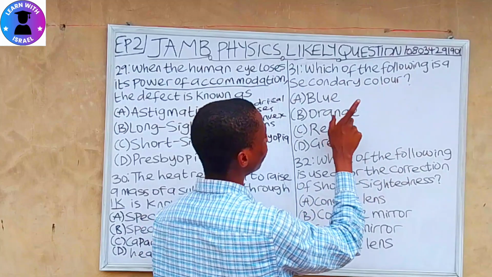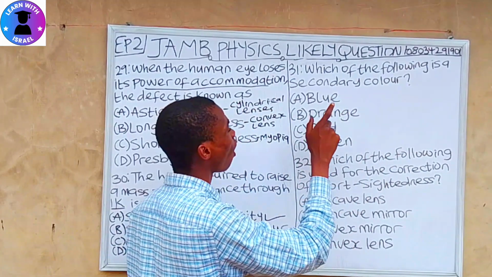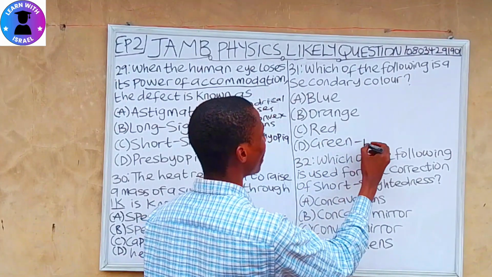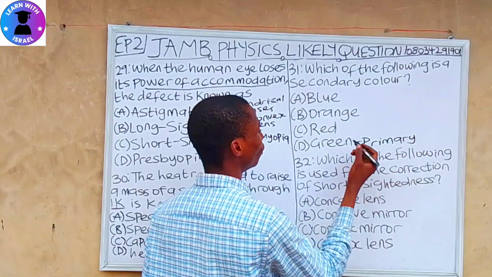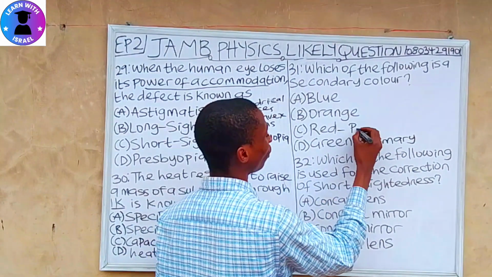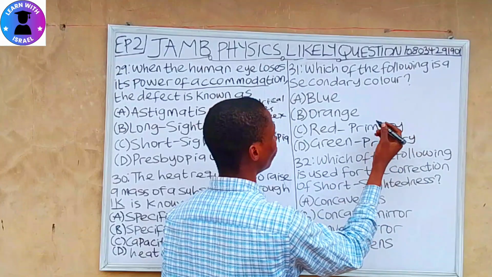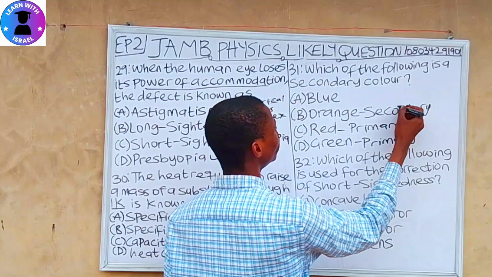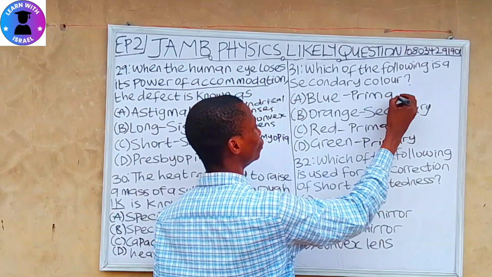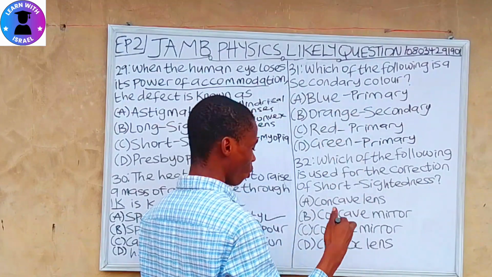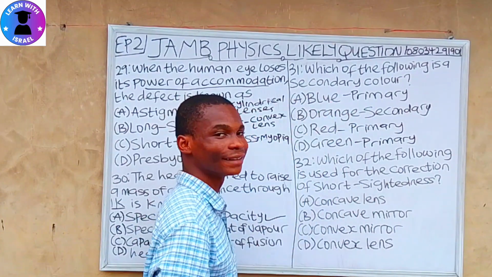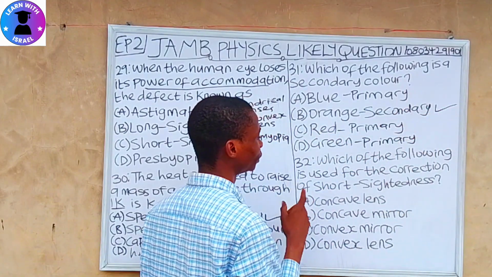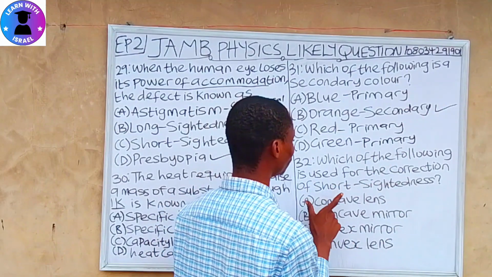Which of the following is a secondary color? A, blue, B, orange, C, red, D, green. So let's start from green. Green is a primary color. Red is a primary color, while orange is a secondary color, and blue is also a primary color. So you can differentiate the four colors, the ones that are primary and the one that is secondary. So the only secondary in the options is orange.